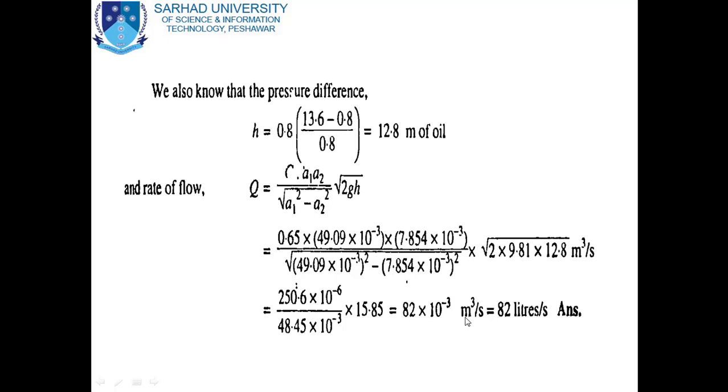So multiply this by 1000, and you will get this value in liters per second, and Q is equal to 82 liters per second, or the rate of flow Q is equal to 82 liters per second, as 1 cubic meter is equal to 1000 liters. So we convert this cubic meter per second into liters per second, and we get the value of 82 liters per second. So this is the end of our lecture number 13.